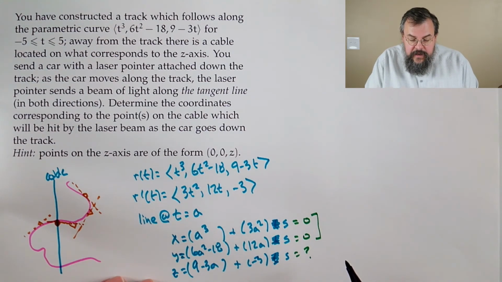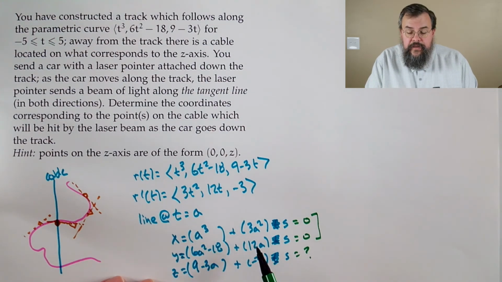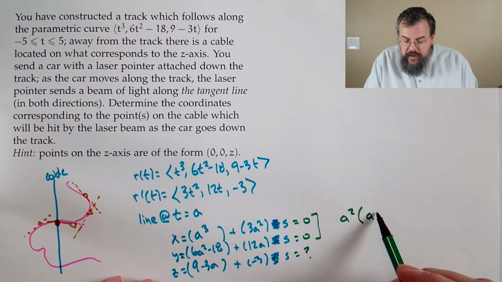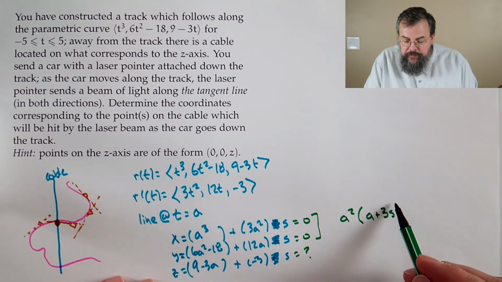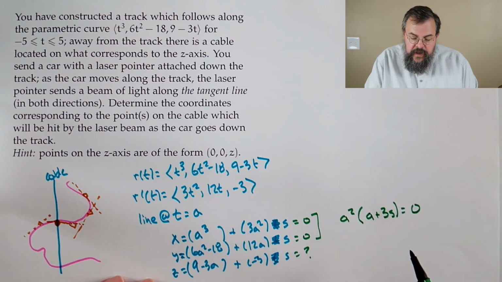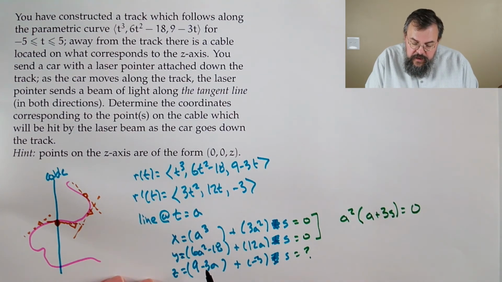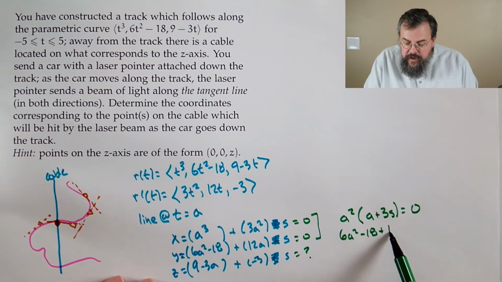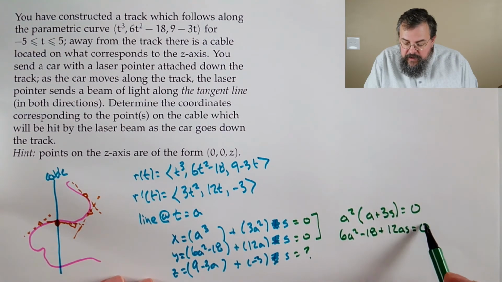So let's see what we have. In the first equation, what can we do? Well, if you look at the first equation, notice what do they both have? You have a cubed, there's a squared. Lots of a's. Let's pull it out. So I have a squared times, then it'd be a plus 3s equals 0. Now in the second equation, well, nothing really quite so clean, you'd have 6a squared minus 18 plus 12 times a times s equals 0.